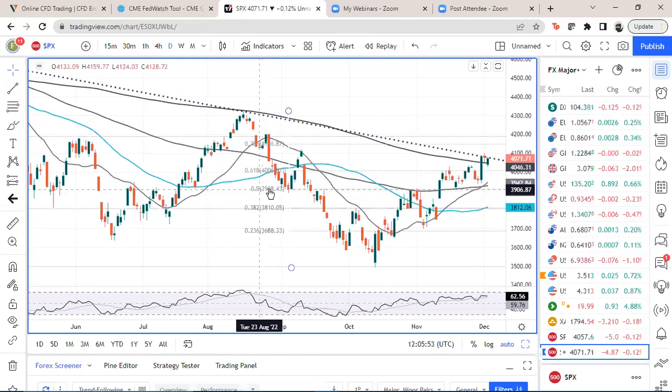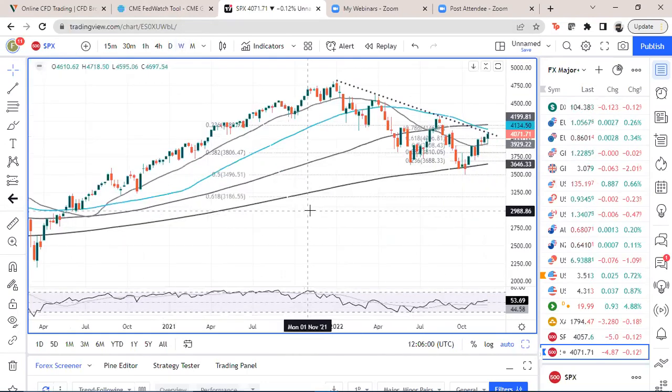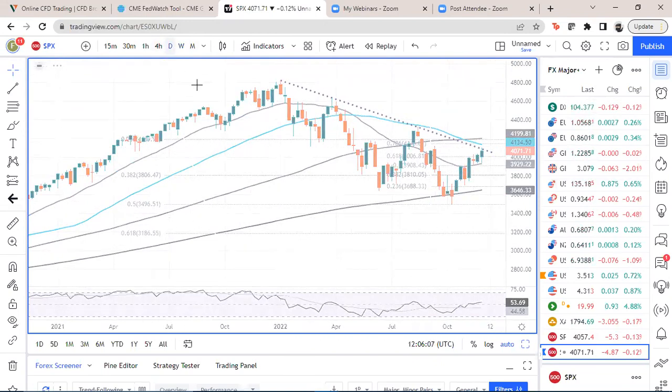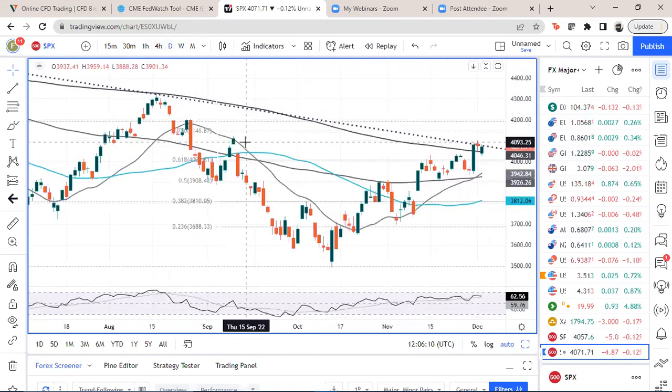US equities then, they closed fairly decently last week. We can see on the weekly chart actually, another decent close just off the highs. But interestingly, we've now come up against technical resistance, at least the 200-day moving average, and also the longer term downtrend.